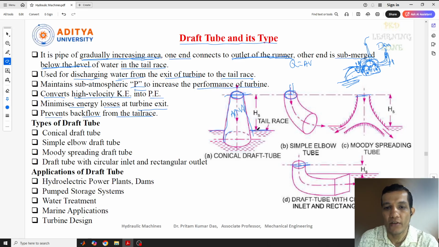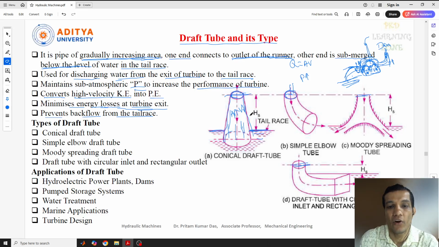Similarly, our pressure also started increasing here. From the low pressure, it will start increasing the pressure level, until it is high pressure, equal to the atmospheric pressure level. It should be either equal or more than that, so that the water can easily exit from the turbine outlet through this draft tube to the outside. So that's why it should be within the tail race level. That's why it is given. It minimizes the energy losses at the turbine exit.